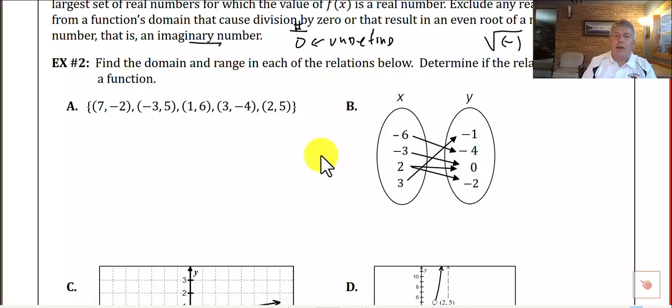Find the domain and range in each of the relations below. And we'll determine if the relation is a function. So we have a bunch of ordered pairs here. We have some x's and y's.